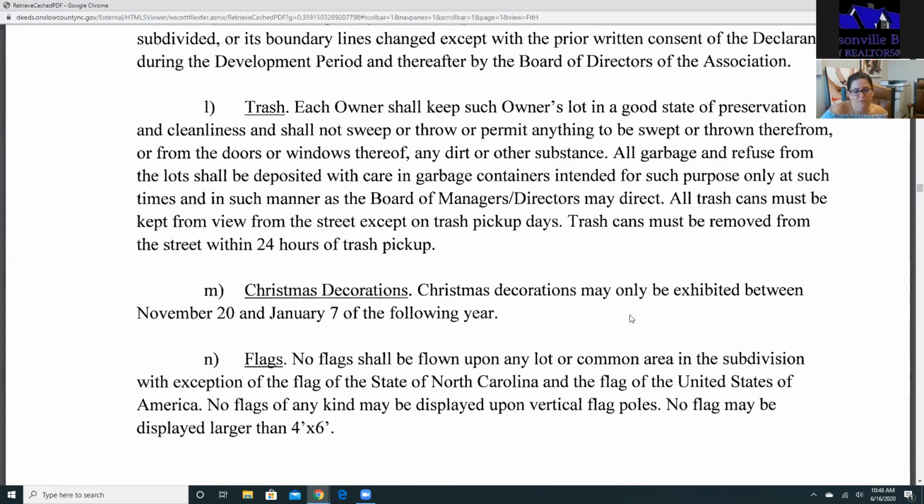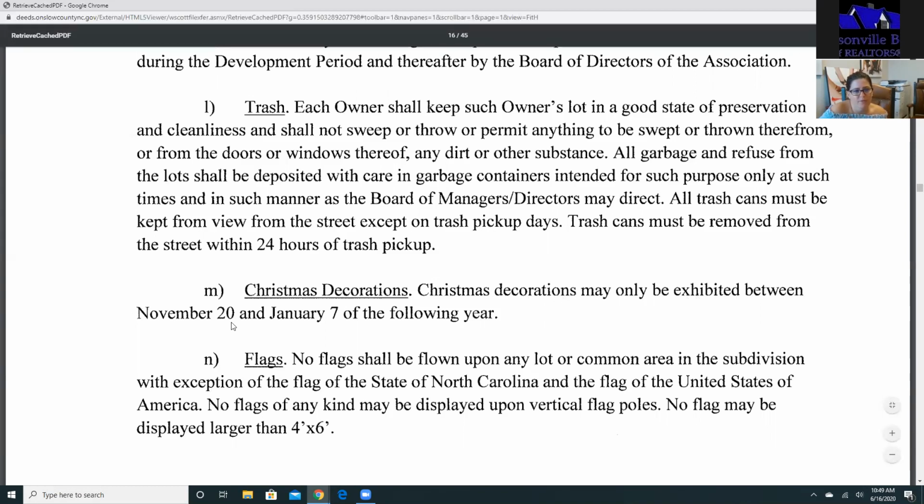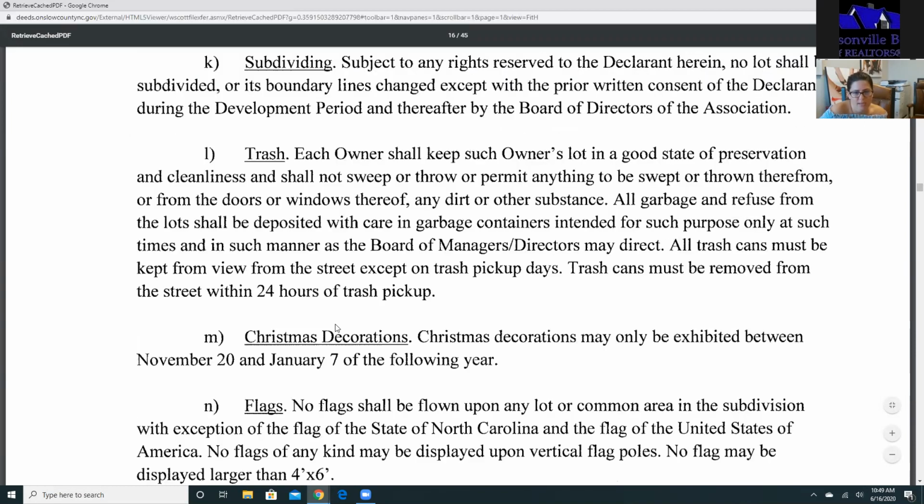Christmas decorations. If your people have said they love to decorate for Christmas, they want to put an extra outlet outside for it. Christmas decorations may only be exhibited between November 20th and January 7th of the following year. Okay? So if they decorate for Christmas all year long, or if they start on October 31st, this may not be the neighborhood for them, and it has to be down after the Epiphany.